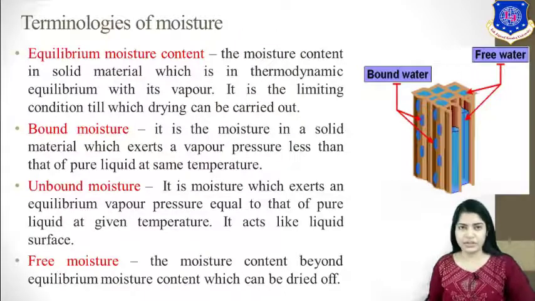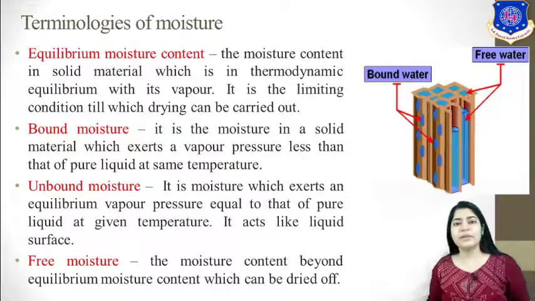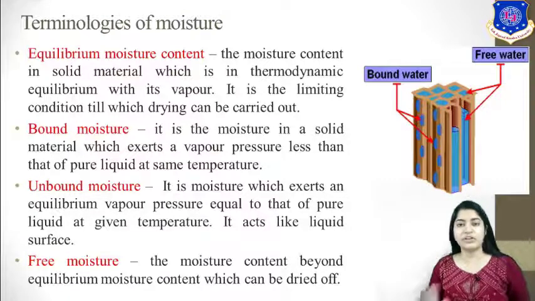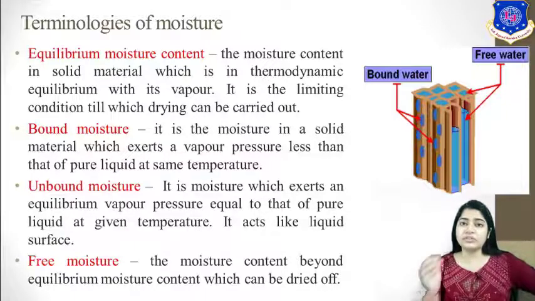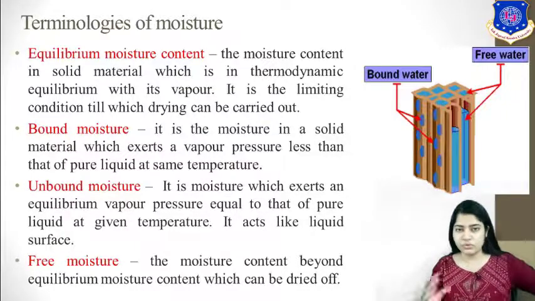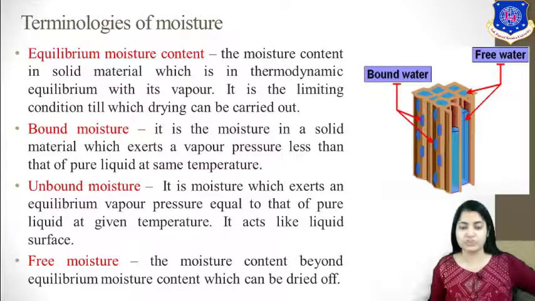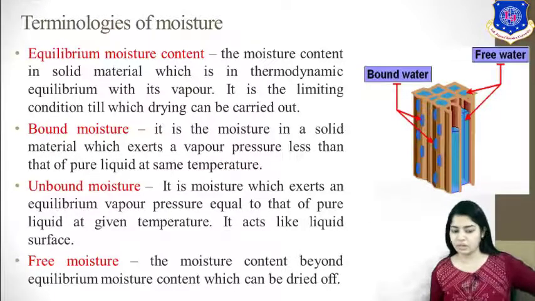Now important terminologies here. Equilibrium moisture content is the moisture content which is in thermodynamic equilibrium with its vapor. It is the limiting condition till which drying can occur. Up to that level only you can use the drying operation to take out the moisture. Beyond that your moisture cannot be removed. That is your equilibrium moisture content.